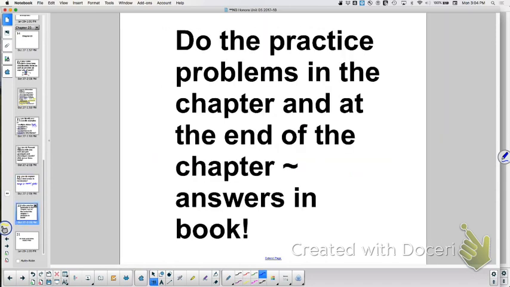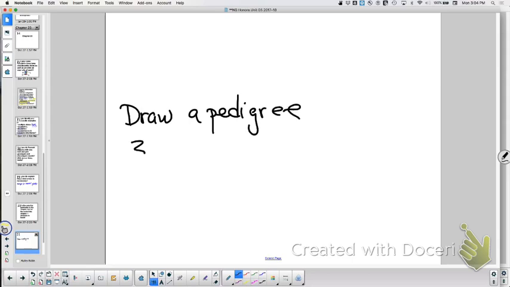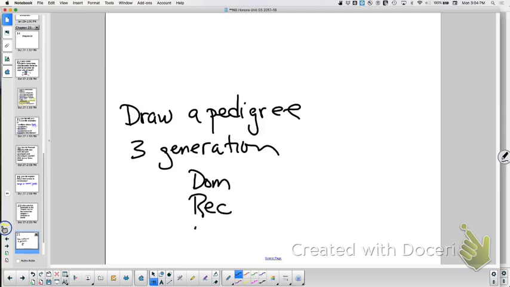And then here. Can you do all the practice problems? And I have another one. There is no slide of this. I'm going to tell you right now. Bonus help right now. Could you draw a pedigree? 3 generations in the pedigree. Could you show me a dominant one, a recessive, and an X-linked? Could you draw it?